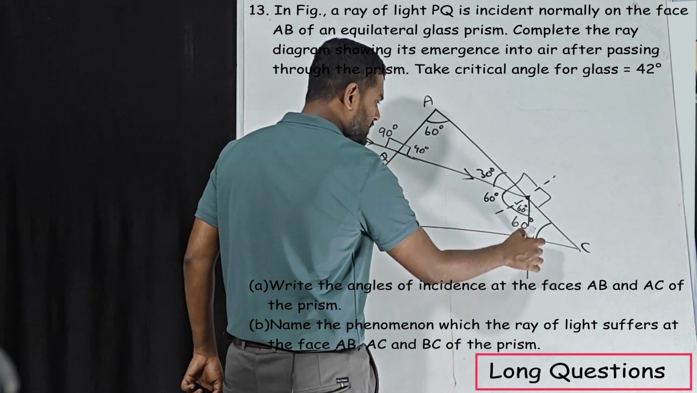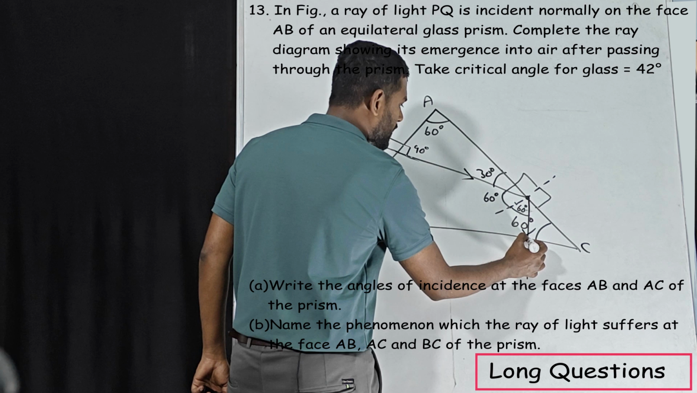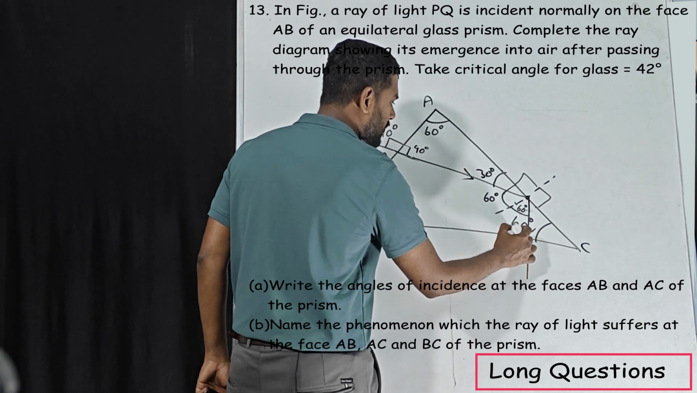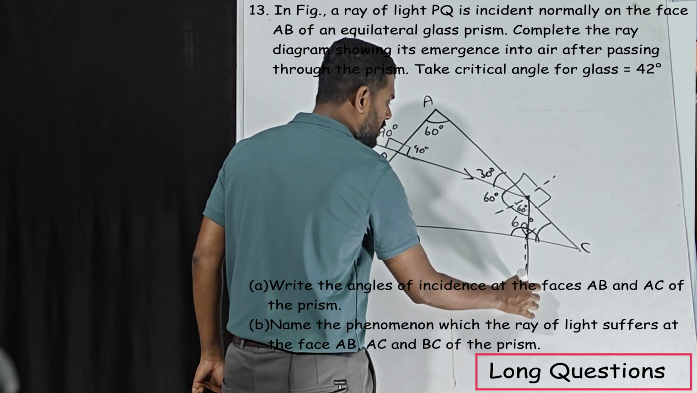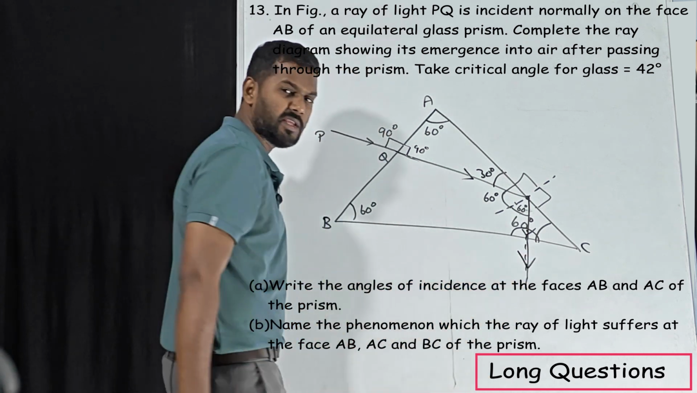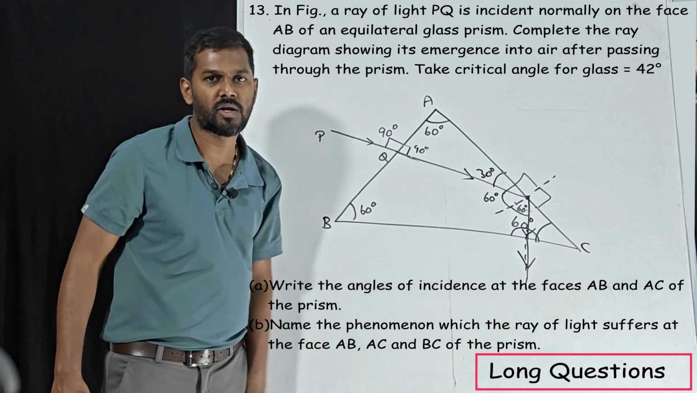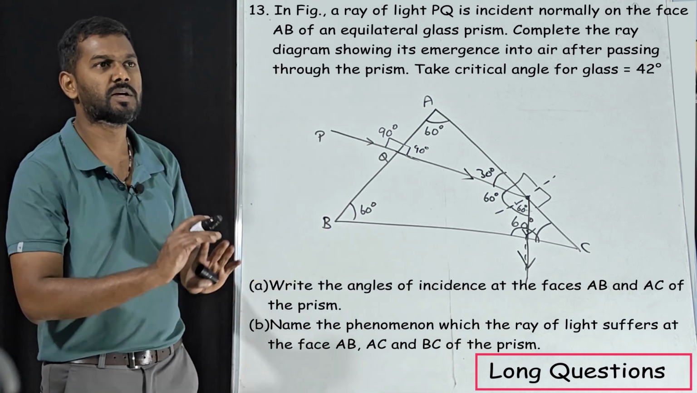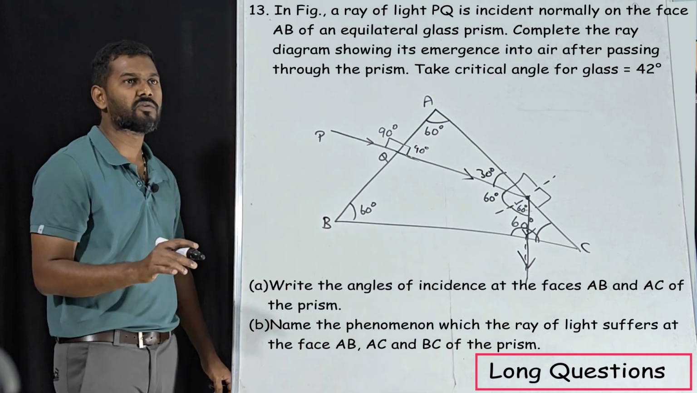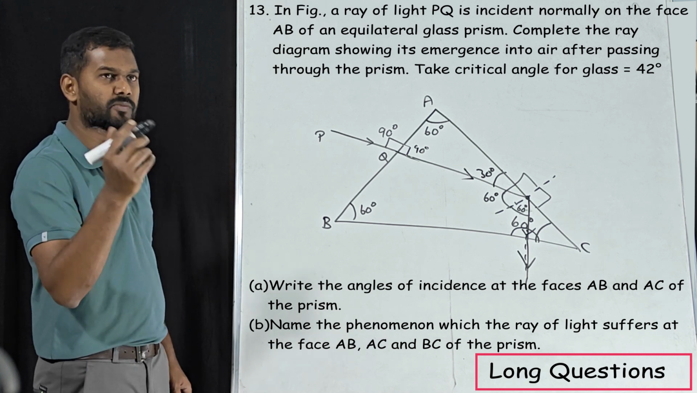Here again it is going in a straight line, so here you keep the protractor, draw the normal, so the emerging ray is on the normal, so it goes without deviation. So the diagram is complete. Write the angles of incidence at the face AB and AC.